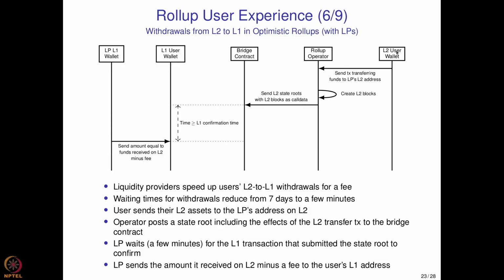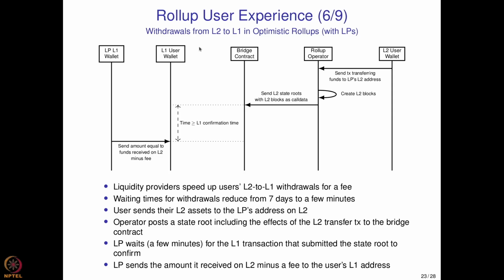So on layer 2, the user has transferred funds to the liquidity provider's L2 address, and then the liquidity provider says, okay, I have received 1 ether on my layer 2, and I am confident that it will get confirmed eventually after 7 days. So let me send 0.95 ether to the user. 0.05 ether is my fees for providing this service. So the withdrawal time is reduced from 7 days to just a few minutes.